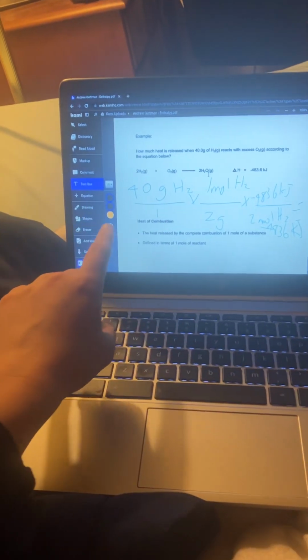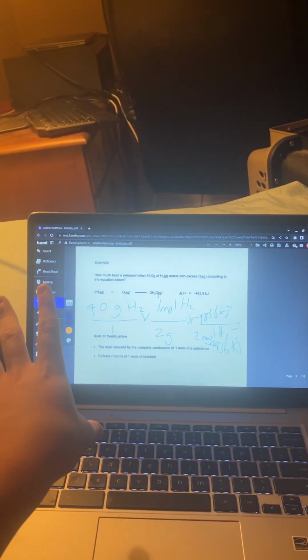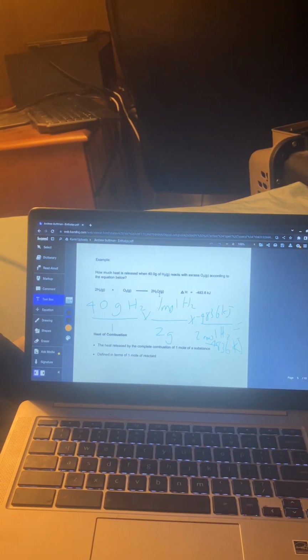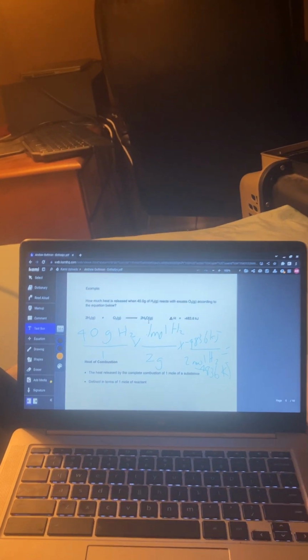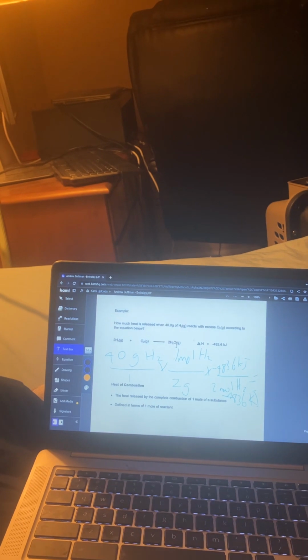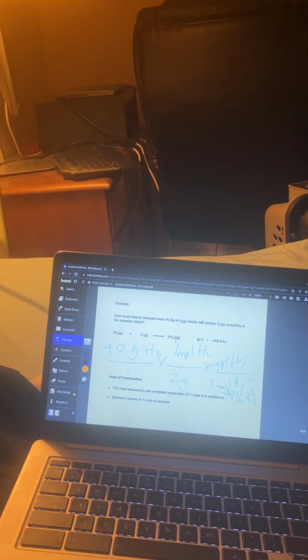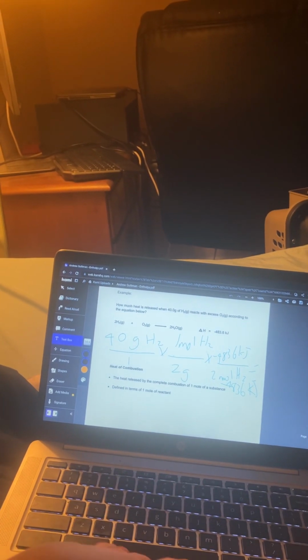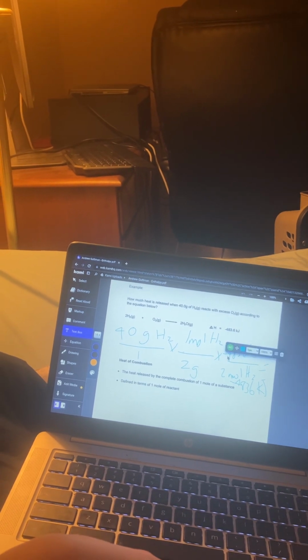So yeah, you have to do stoichiometry. So 40 grams of H2, over 1 mole of H2, and then you have the negative 483.6 over the 2 moles. And with the 2 grams of that, you do get to that negative 483.6 kilojoules when you do the enthalpy.